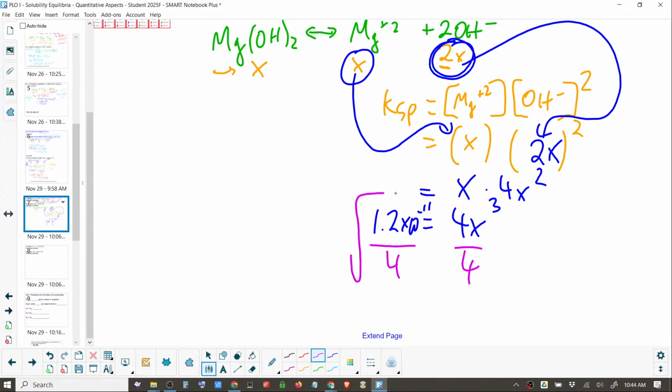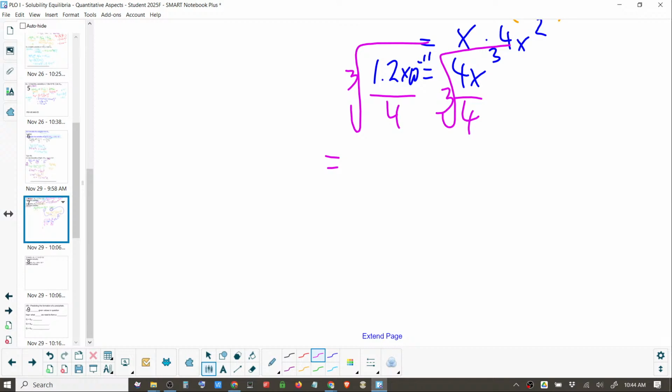Try it again. Okay, what do we get as an answer? 1.4 times 10 to the minus 4, and then 2 sides is the solubility. Yes. I didn't ask you for the concentration, I just asked you for the solubility, so once you got to x, you were good. But if I asked you for the concentration, those are both correct. Well done.